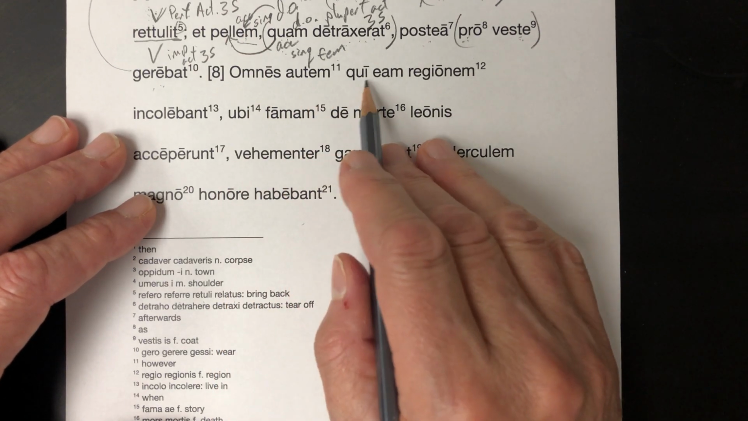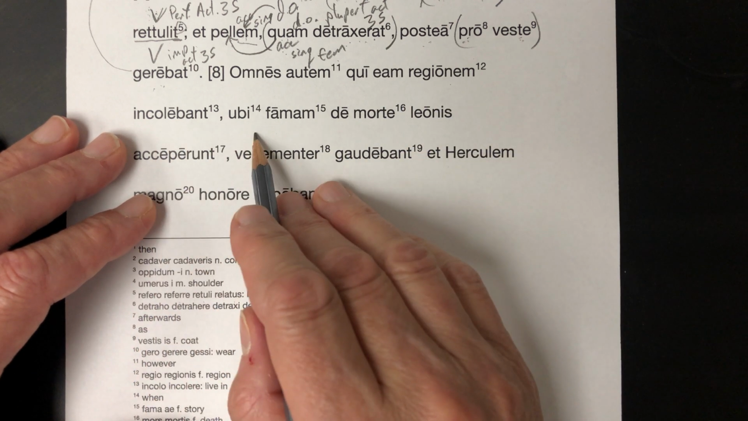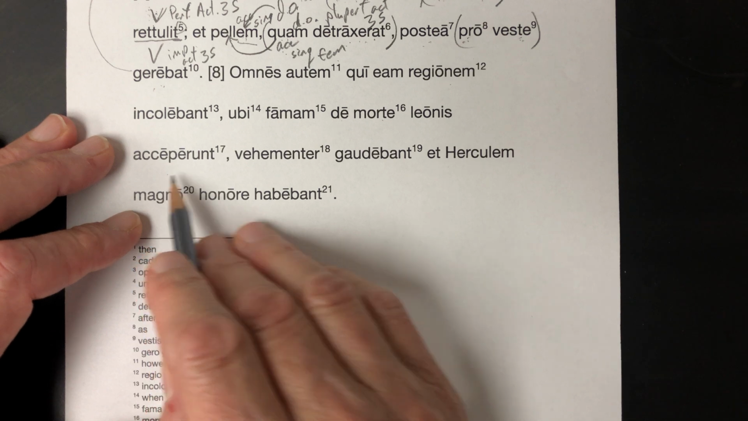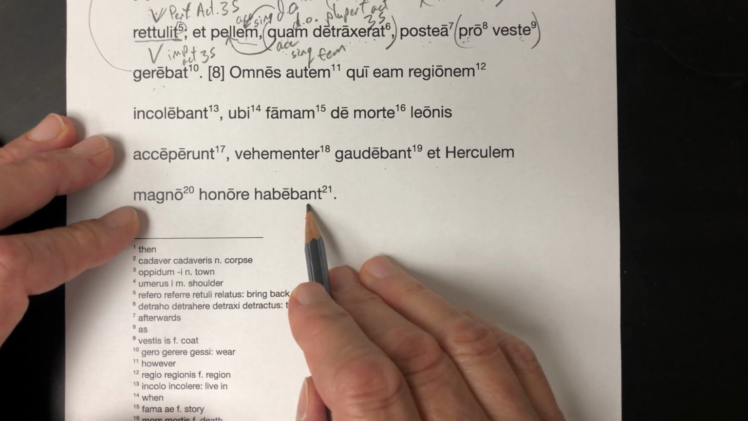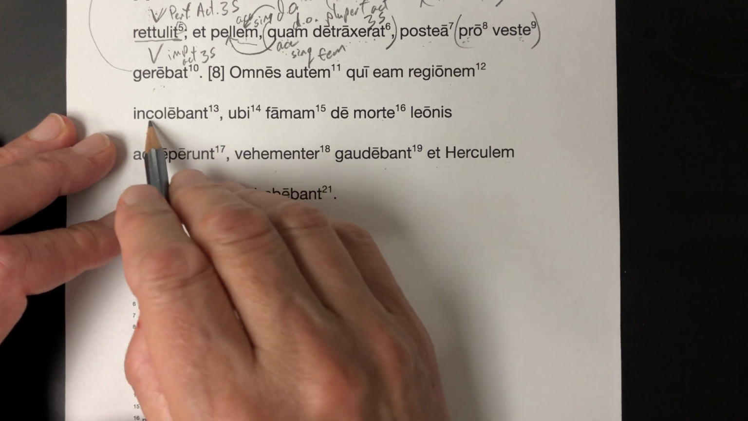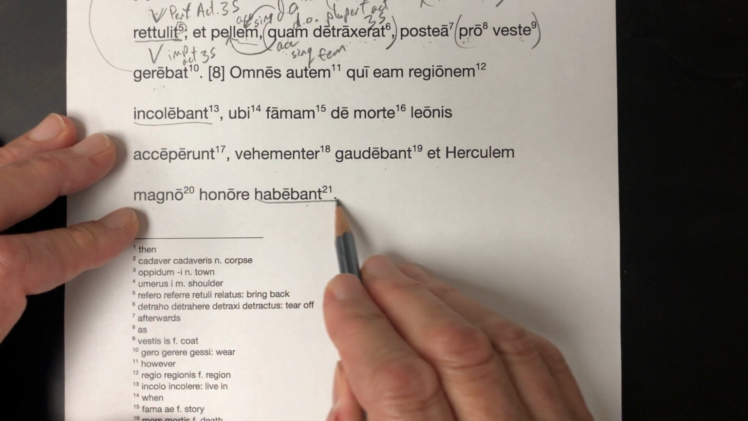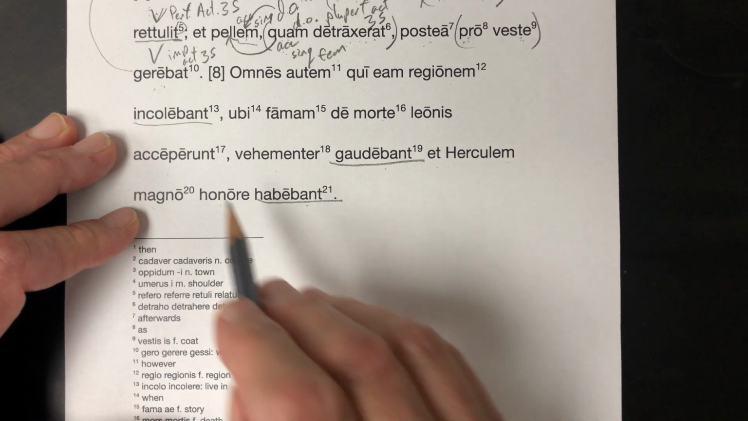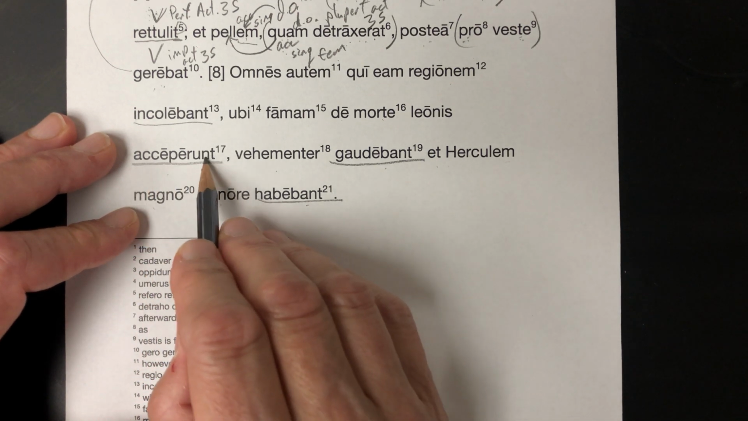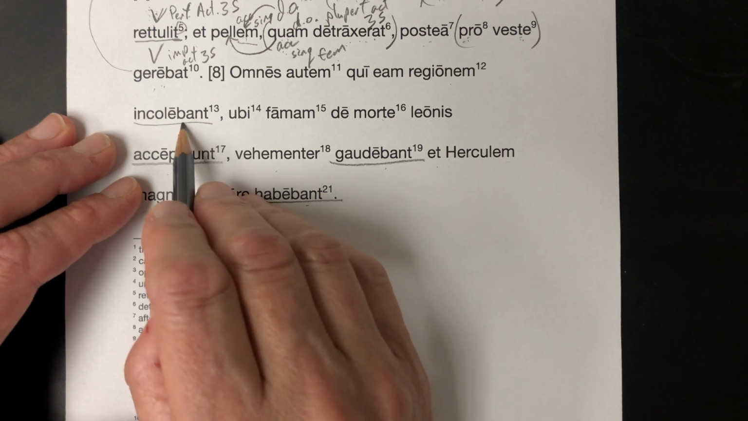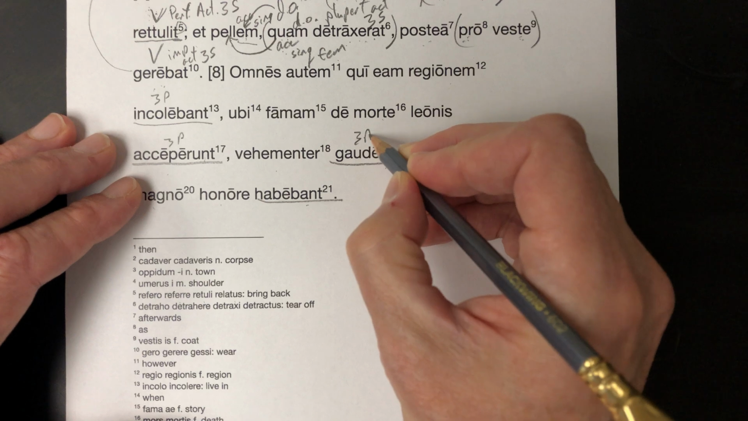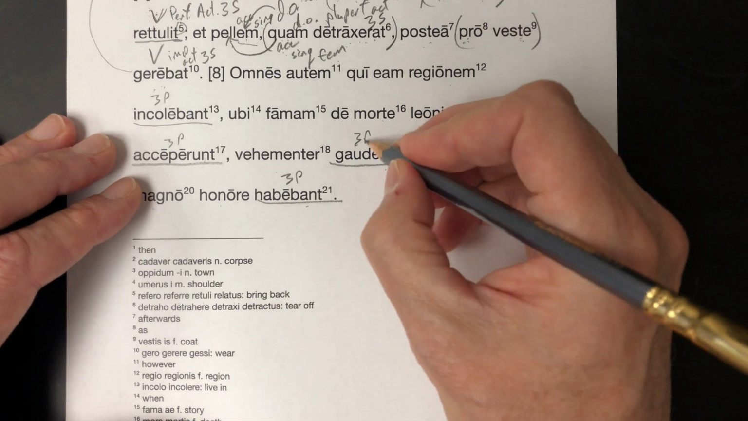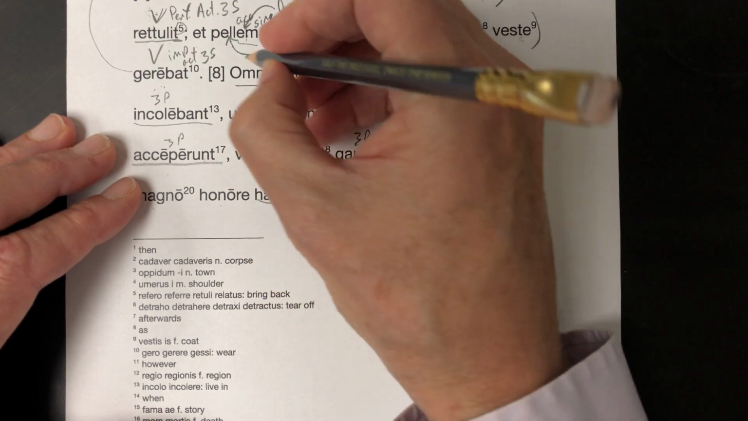Omnes autem, qui eam regionem incolebant, ubi famam de morte leonis acceperunt, vehementer gaudebant, et Herculem magno honore habebant. Well, you can hear a lot going on in here. Let's look at sounds. Incolebant, habebant, gaudebant. And not so much, but you can see the nt ending, acceperunt. So we can see they are doing a lot. They. These are all 3p. So we're looking for a plural subject. And by golly, there it is.